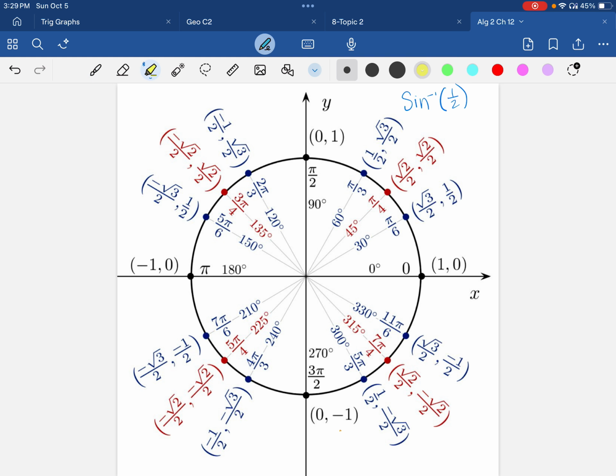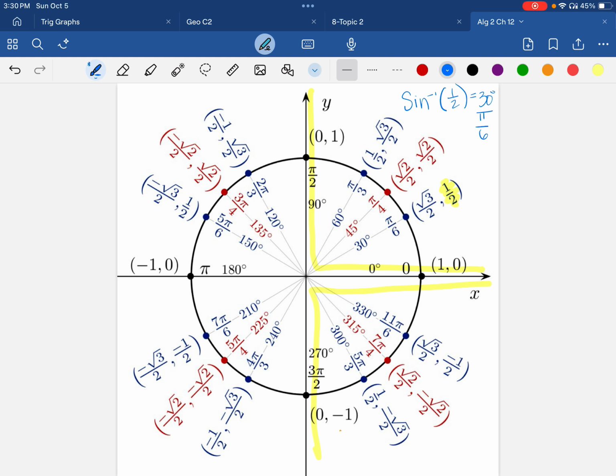And for sine, we are looking in quadrants 1 and 4. So within these two quadrants, we're looking for which angle gives us a sine of 1/2. Well, 1/2 is right here. Our y values are our sines. So the angle that makes that happen is 30 degrees, or pi over 6. Okay.